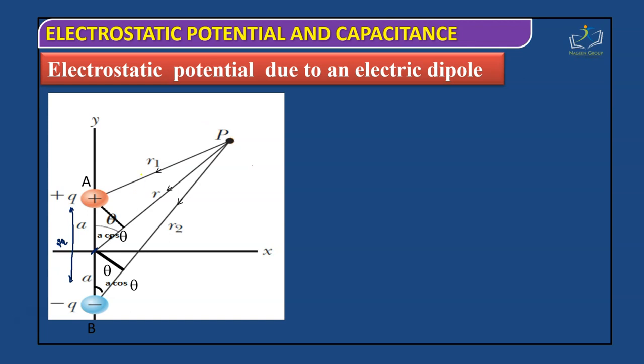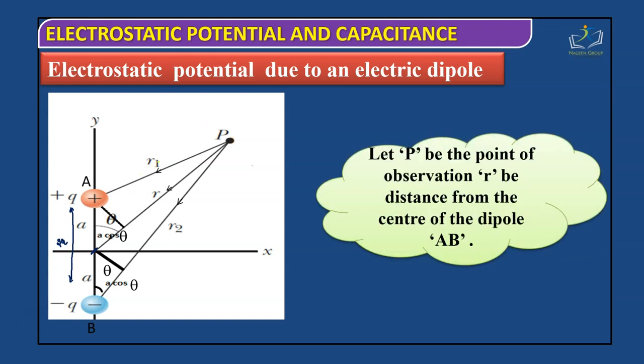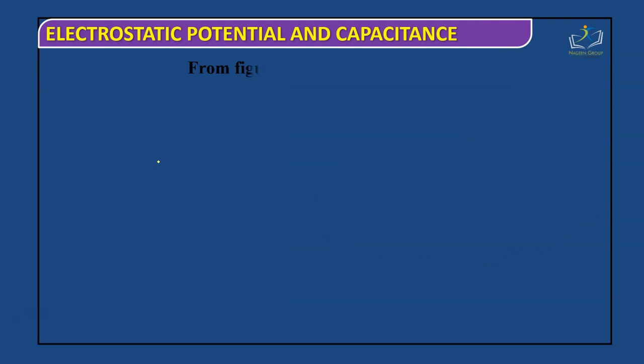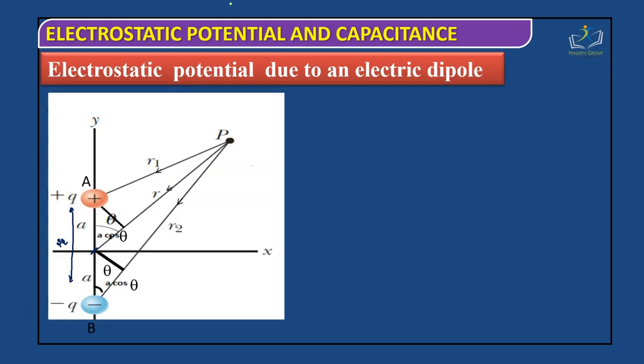What we have to do in the case of potential is calculate the potential for each and every charge. Like if P is the point where we have to observe the distance from the center of the dipole, which is AB. So from the figure, it is clearly mentioned that R1 is equal to R minus a cos theta.